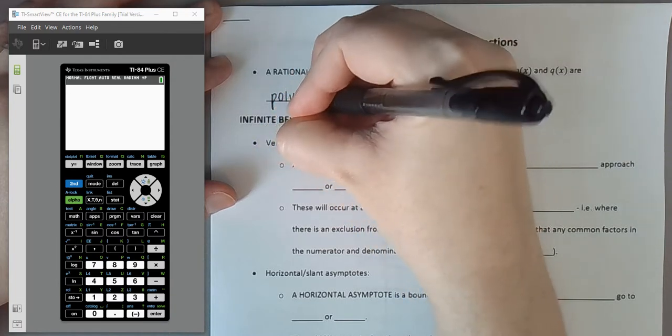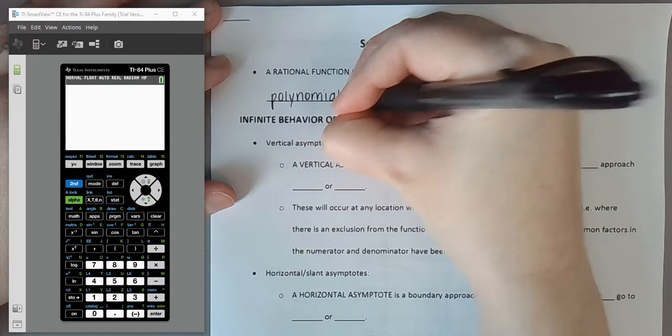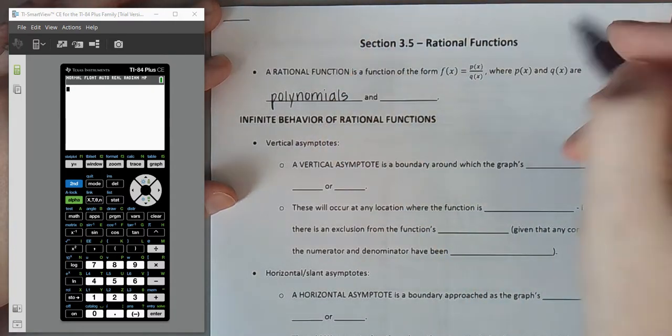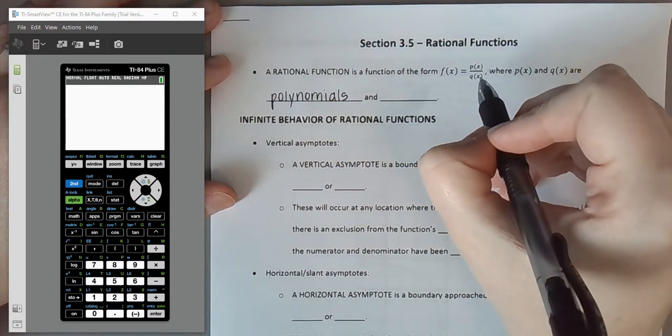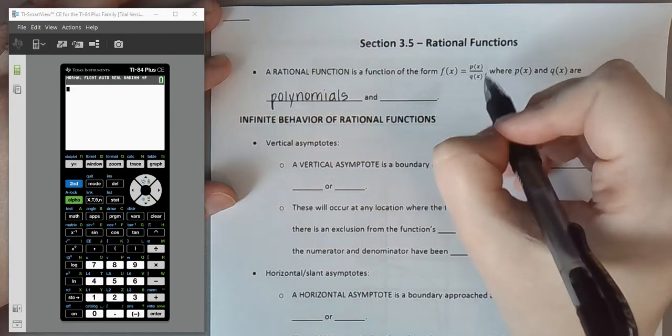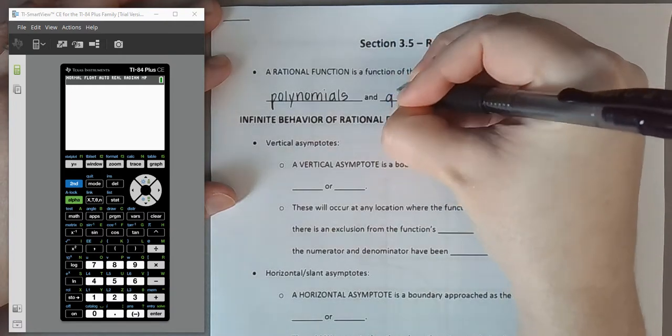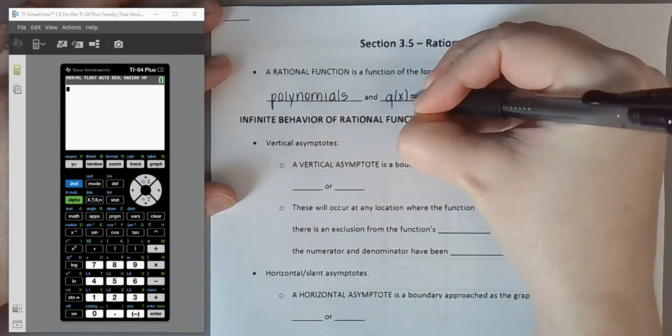So all of the requirements we have for a polynomial, the numerator and denominator individually have to meet those requirements. And also because we've now taken polynomials, where there are no issues with the domain, and we've created an expression that has a denominator, we also have to make sure that that denominator is not equal to 0.